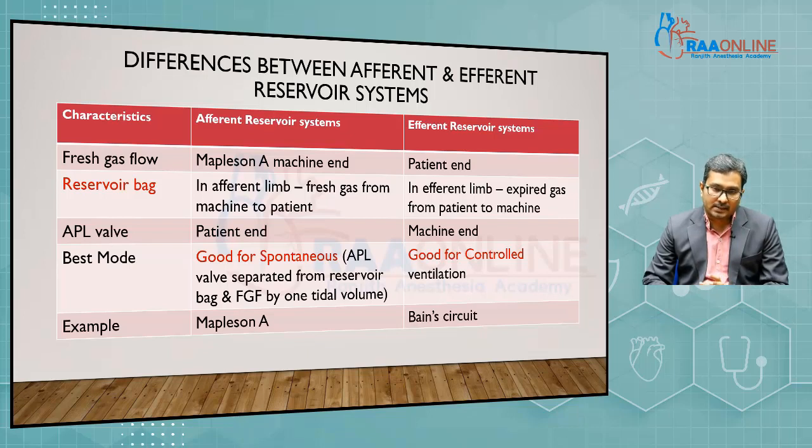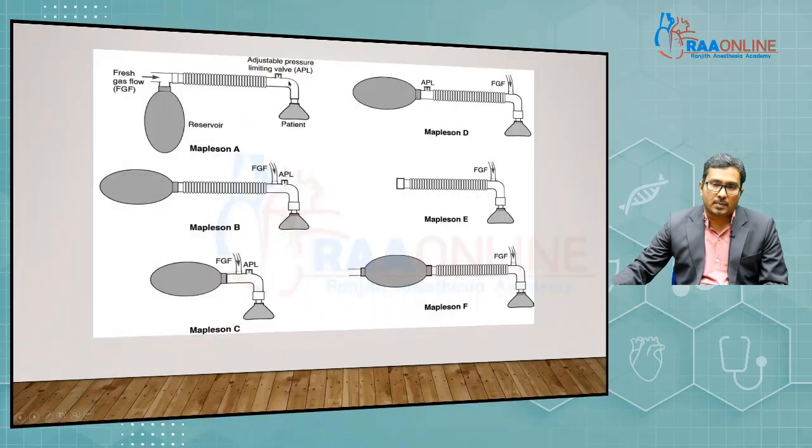So if the reservoir bag is in the afferent limb, it is called an afferent reservoir system. The examples are A, B and C. If the reservoir bag is in the efferent limb, it is called an efferent reservoir system. That is Mapleson D, E and F. The most important thing we are supposed to know is that afferent reservoir systems are good for spontaneous ventilation and efferent reservoir systems are good for controlled ventilation. This is the most frequently seen classification of the Mapleson system, Mapleson A, B, C, D, E and F.